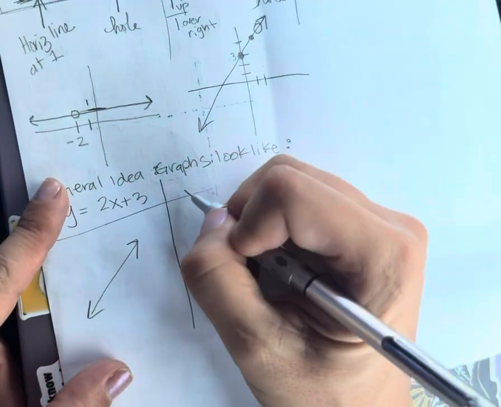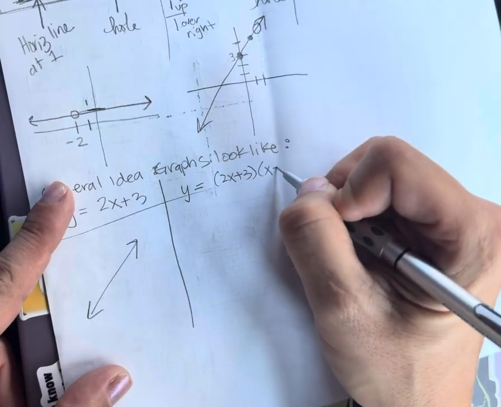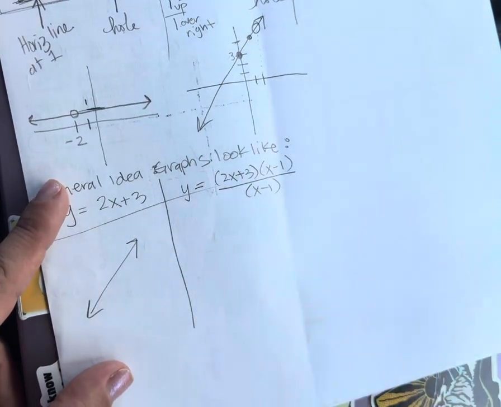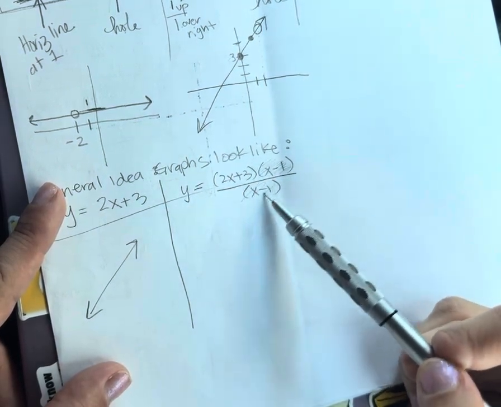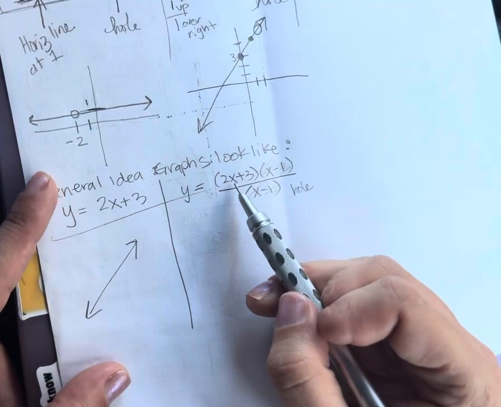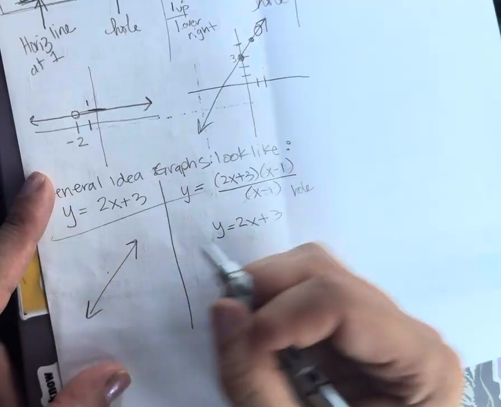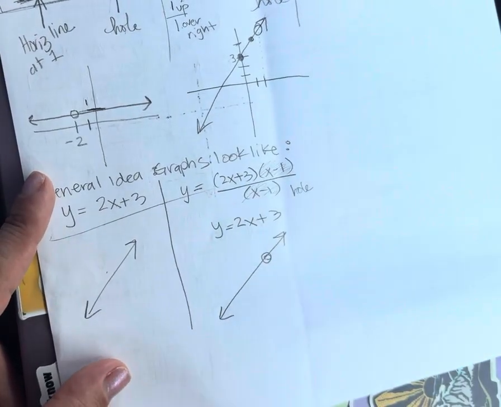What if this was y equals 2x plus 3, but then it had an x minus 1 and an x minus 1? What would this generally look like? Well, this would cancel, causing a hole. So it would look exactly like this, but with a hole somewhere. Okay?